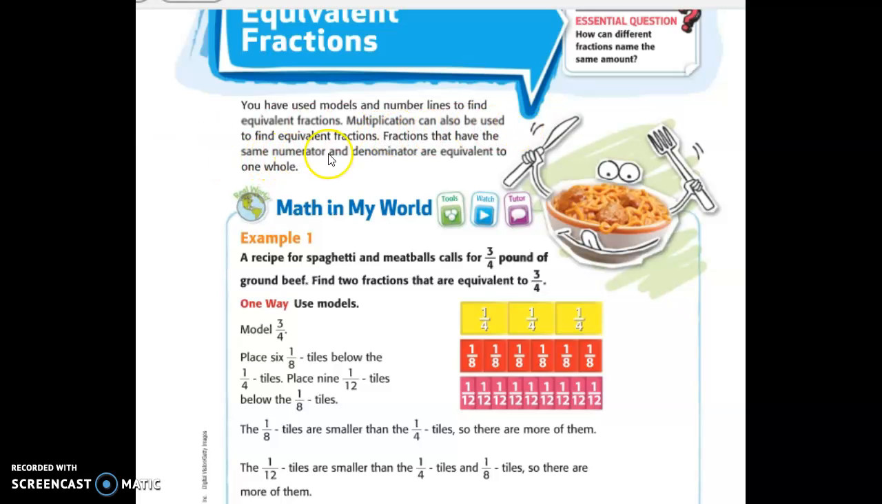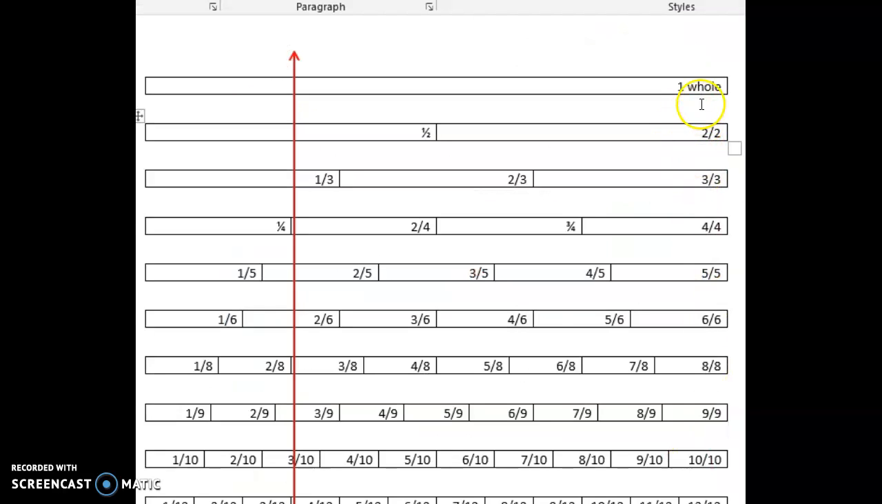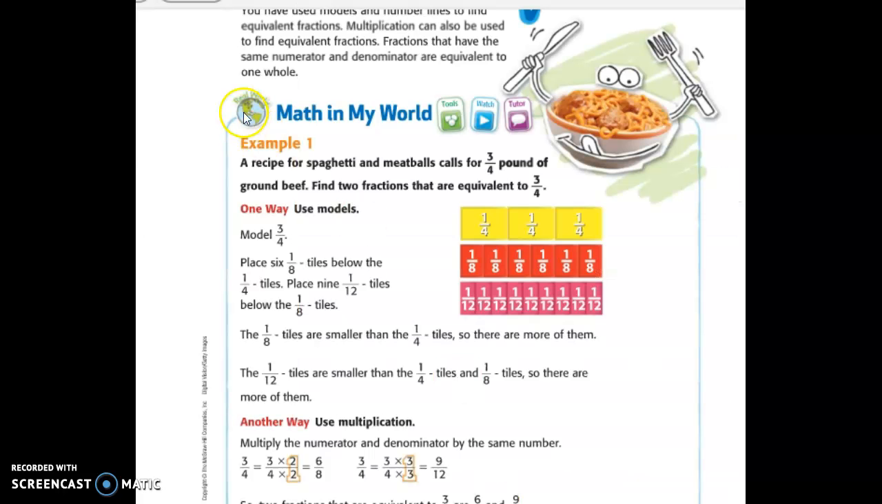Fractions that have the same numerator and denominator are equivalent to one whole. So if you look at the chart here, if they have the same numerator and denominator, 2/2, 3/3, then that means they're equal to one whole. So that's what you're seeing here on the number chart that I made. Okay, that's what that meant.